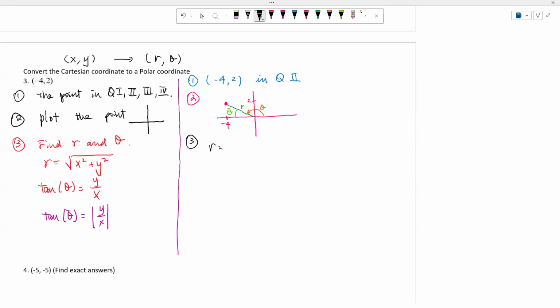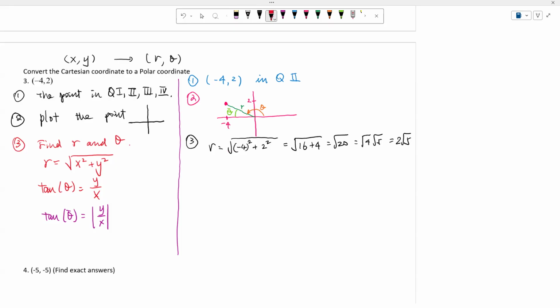So we have R equal to square root of -4 squared plus 2 squared. Then I have 16 plus 4. And then square root of 20 is equal to square root of 4 times square root of 5. So then my answer will be 2 root 5 then.